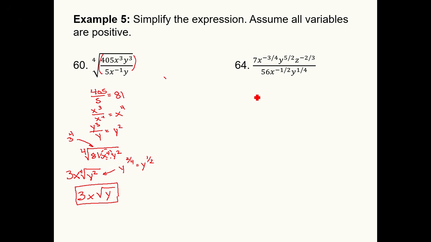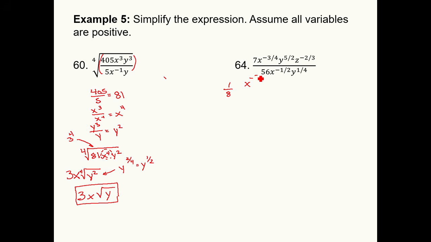All right, let's look at 64. Number 64, I see hidden out front, we've got a 7 divided by 56. I can simplify that to 1 over 8. Oh, I should clean that up. Okay, so our 7 over 56, sorry about that, was 1 over 8.